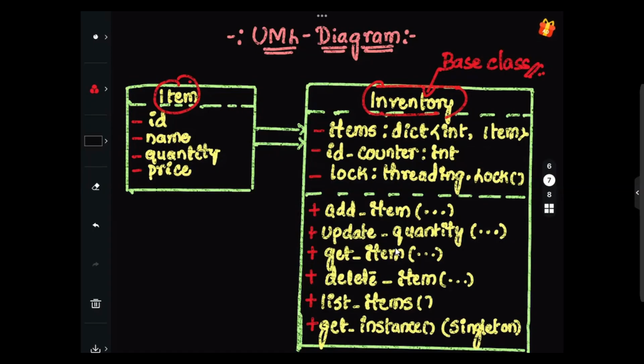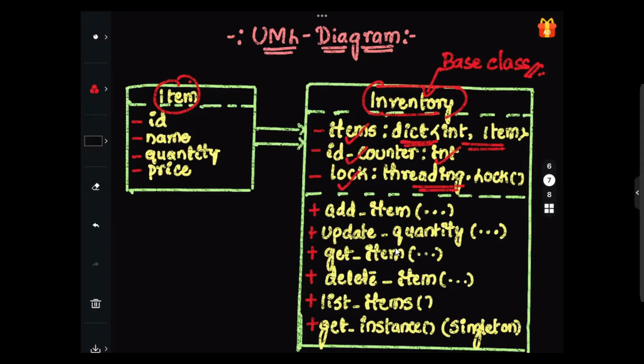So we will be going with three parameters. One is items, another one is ID counter, and the third one is lock, right? Items consists of a dictionary, with key int and value item, right? ID counter is of the type int, and the lock will be assigned the threading lock for the concurrency, right? So we'll be making use of the lock actually.